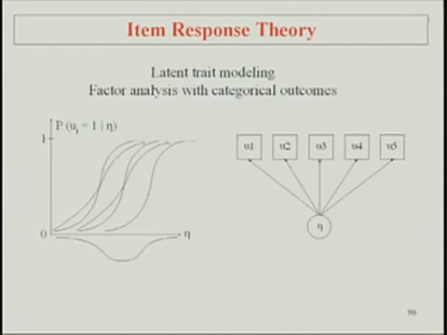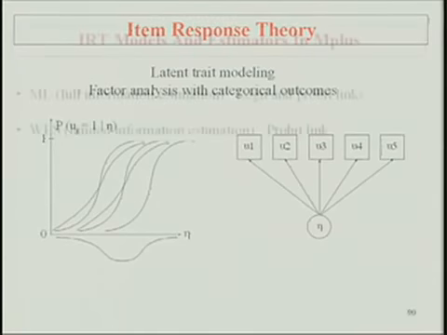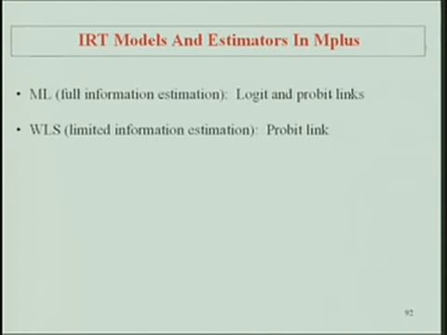In any case, some IRT terms. IRT models in Mplus, then, what is that? Well, we do now provide full information maximum likelihood estimation of IRT models with both logit and probit forms. We actually have had for a long time this capability in terms of weighted least squares, which is a limited information estimator using only bivariate information from pairs of items, and only available for the probit link. So now you have the full choice of estimators here.